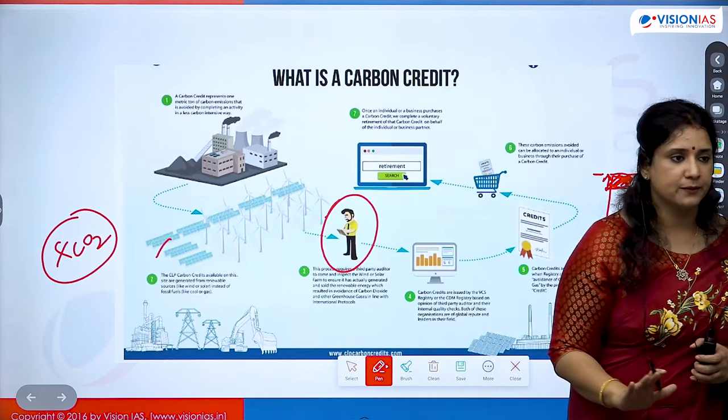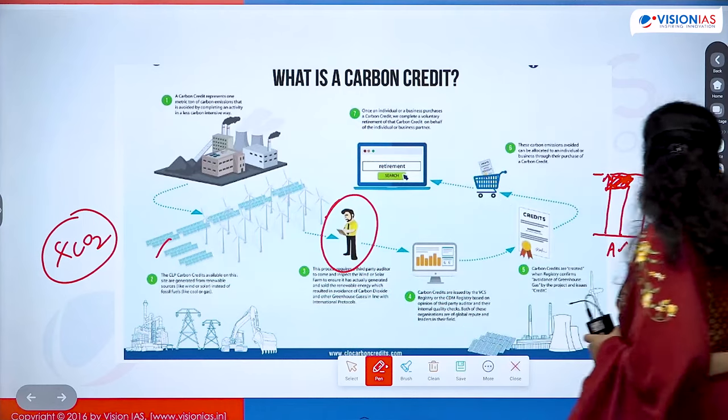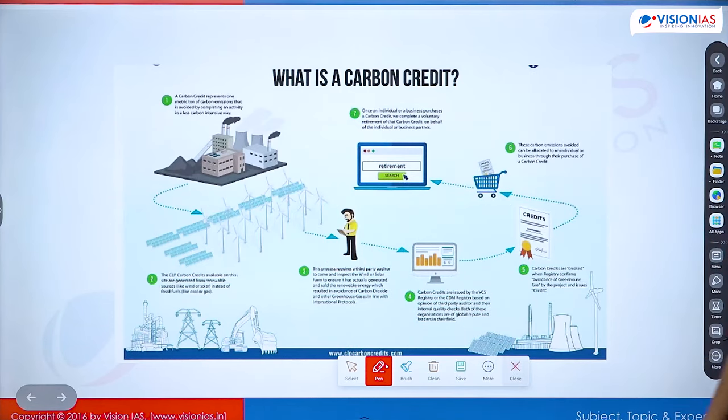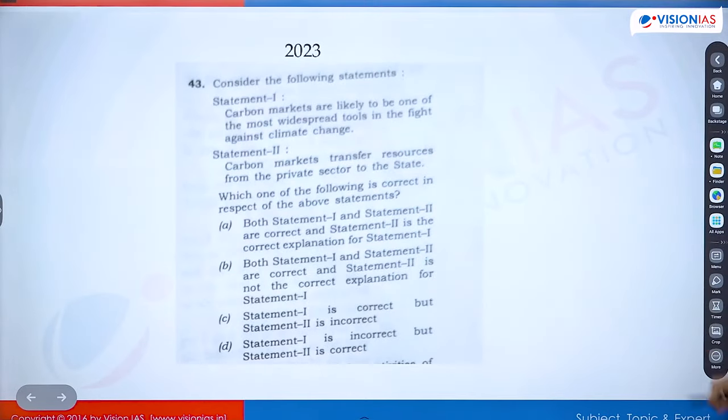Is this clear to everybody? Now, let's look at the question. समझ आ गया ना? ठीक है? अब question देखते हैं.